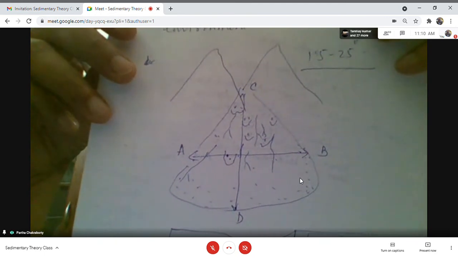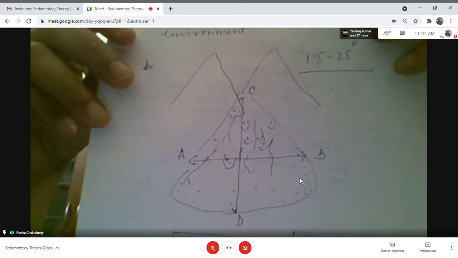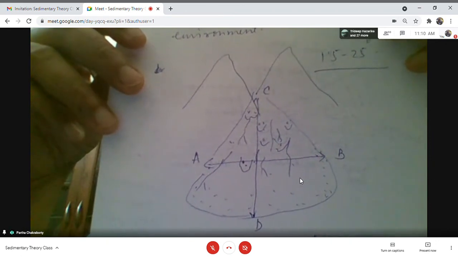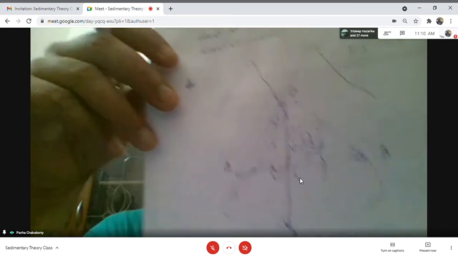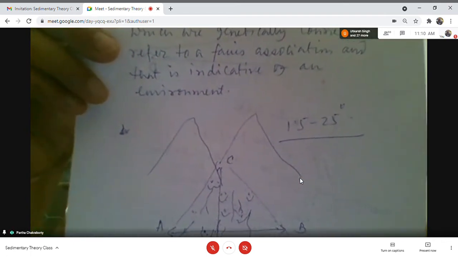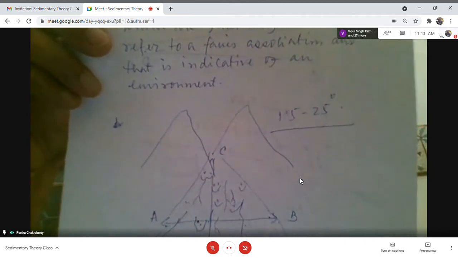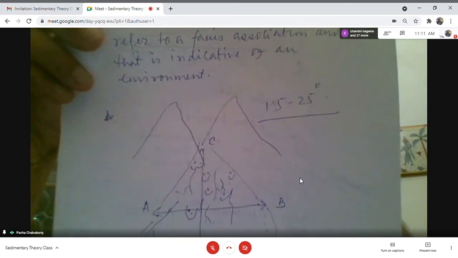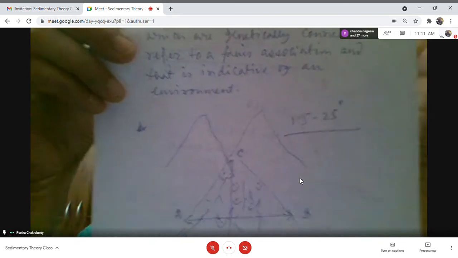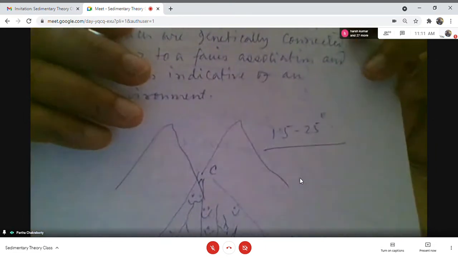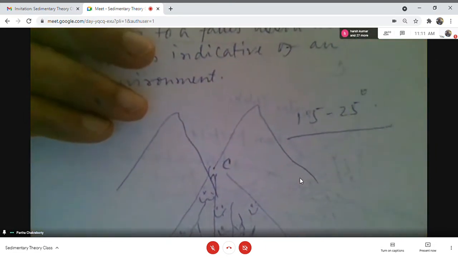I have also drawn 2 lines, AB and CD. AB is the transverse profile and CD is the longitudinal profile. AB transverse profile and CD longitudinal profile. What other things have I shown? There are some lobes that I have shown. I will discuss those in the later figures.